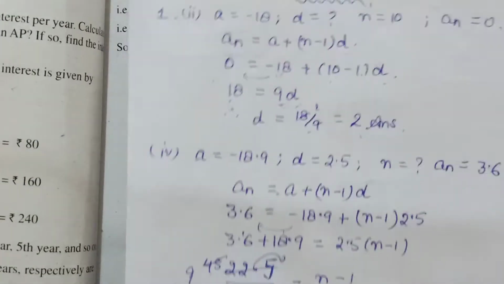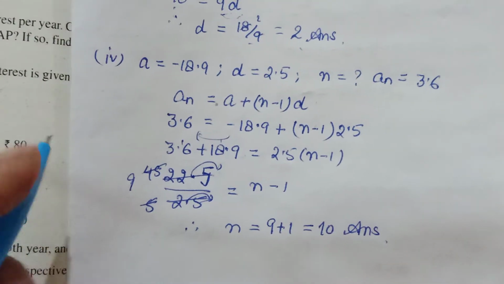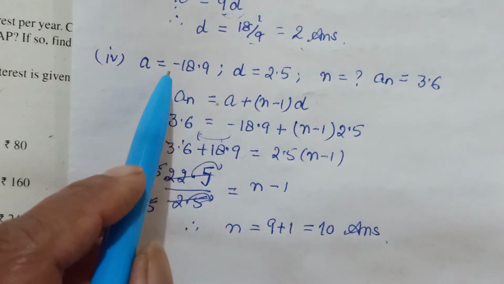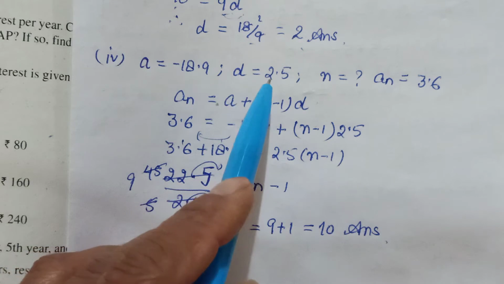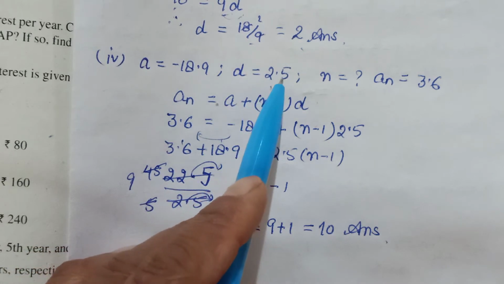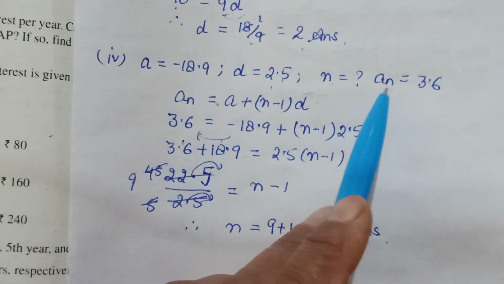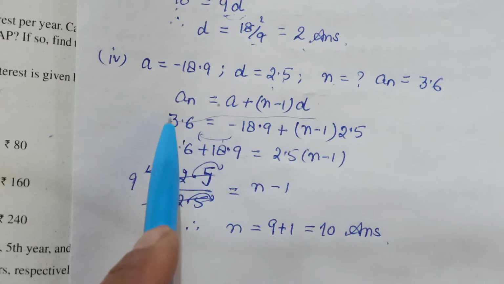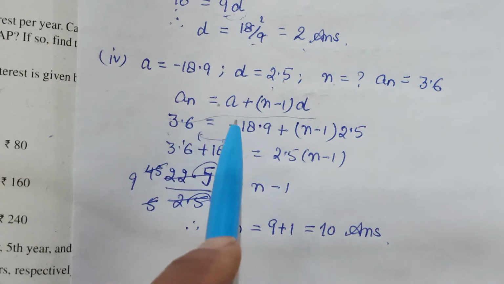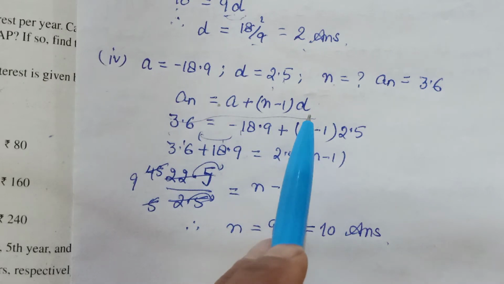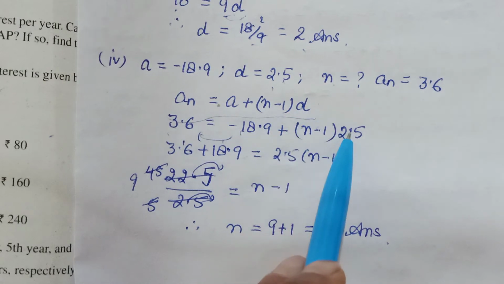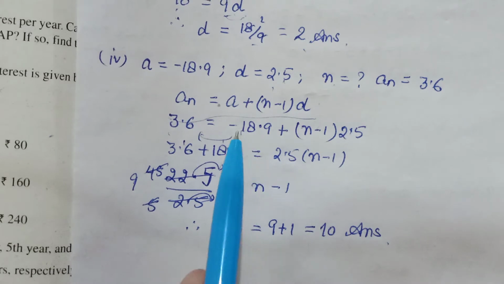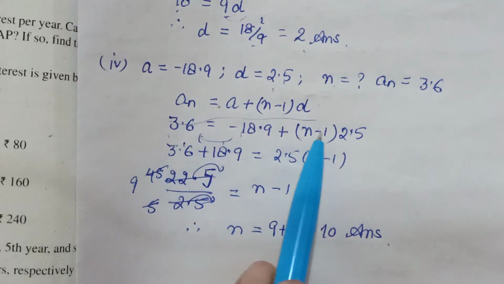Okay, then another example in which first term a is given to you as minus 18.9, d is told this time 2.5, n is what we have to find and an was given as 3.6. So similarly, first write the formula, put all the values in it. an was known, a was known, n we have to find, you leave it as n, put the value of d. Right, now again this will be taken to the other side of the equation because we need to find this.